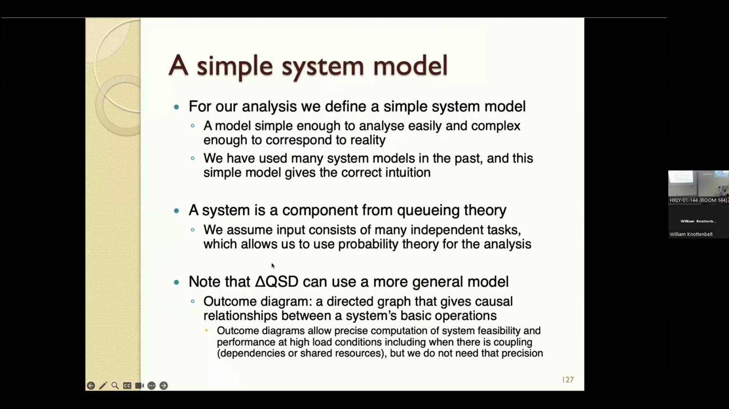Okay, notice this is only one component. In ΔQSD, you could have, of course, a more general outcome diagram for systems that would be smarter and more precise, et cetera. But I'm not going to present that here. I want to use a really simple model, but that still gives you the right intuition, okay, for our presentation of temporary overload.